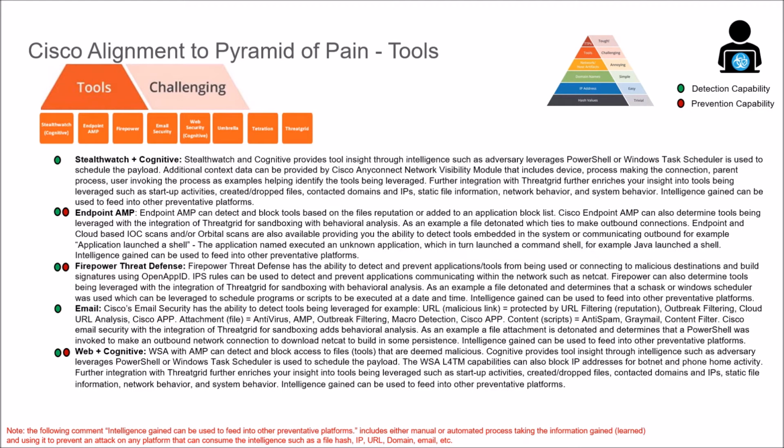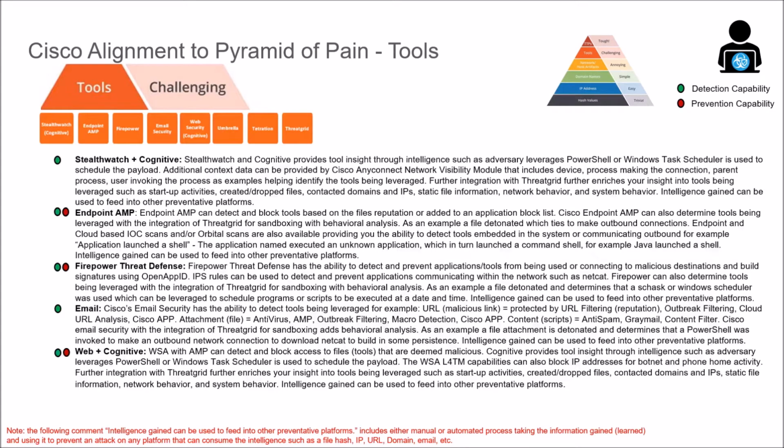For example, application launched a shell, right? The application named executed an unknown application, which in turn launched a command shell. For example, Java launched a shell, right? So this intelligence, again, gained at endpoint AMP, can also be used to feed into other preventative capabilities. So endpoint AMP has a detection and a preventive or prevention capability built in.